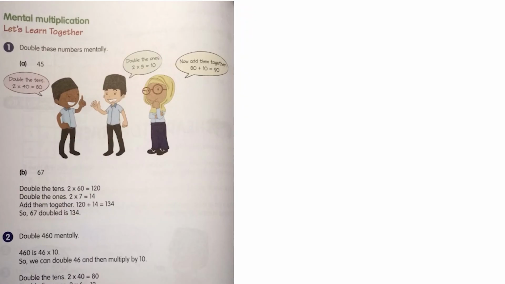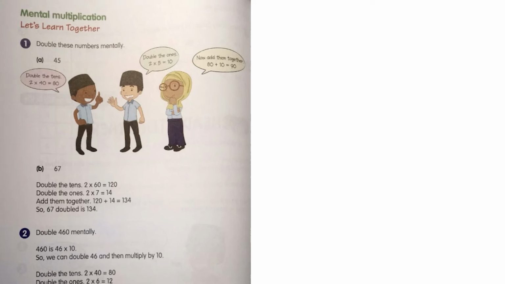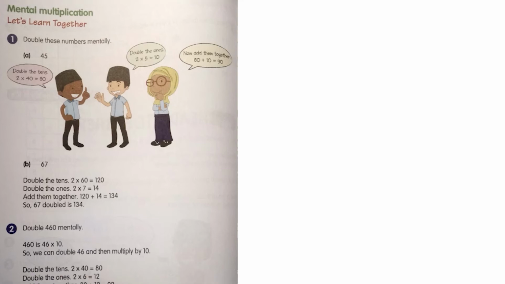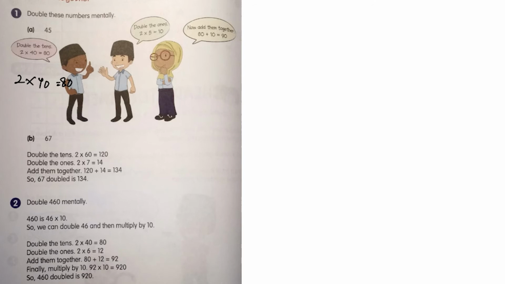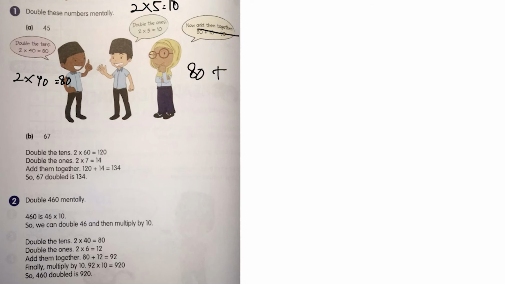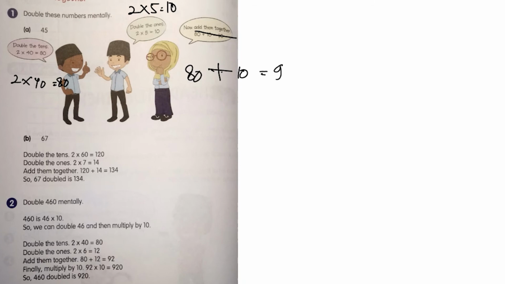Next, mental multiplication. Double these numbers mentally. Okay, A, 45. Majid said, double the tens. So 2 times 40 is 80. Next, Sharif said, double the ones. 2 times 5 equals 10. And Jamila said, now add them together. So 80 plus 10 equals 90.